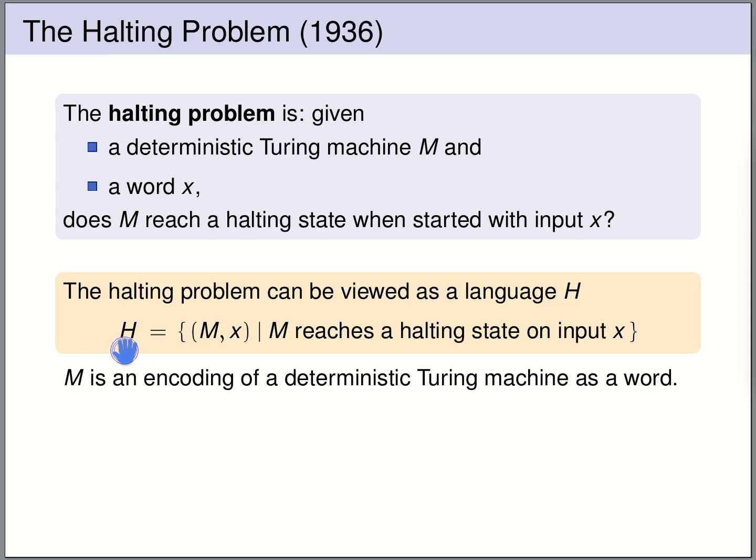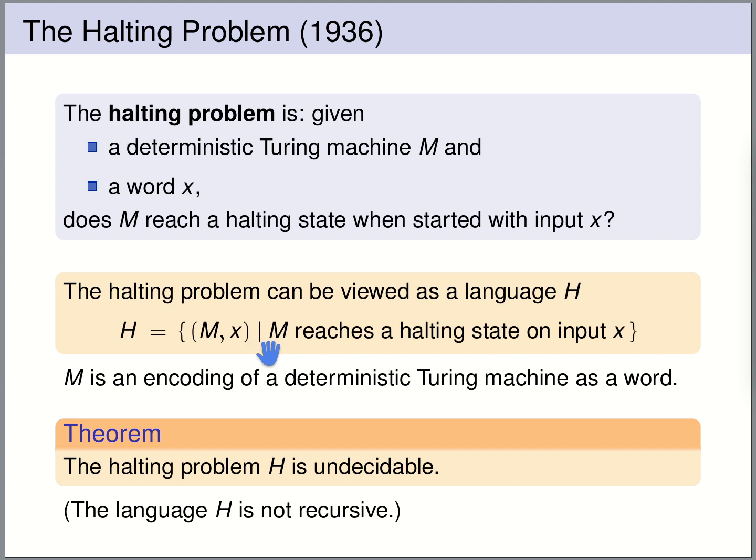So H is a language, and now the question is, can we write a program that decides membership in this language? So can we write a program that answers yes if a given pair is in the language and no otherwise? And the theorem is that this is not possible. The halting problem H is undecidable. The language H is not recursive. There is no deterministic Turing machine that takes an input and always reaches a halting state and answers yes if the word is in the language H and no otherwise.